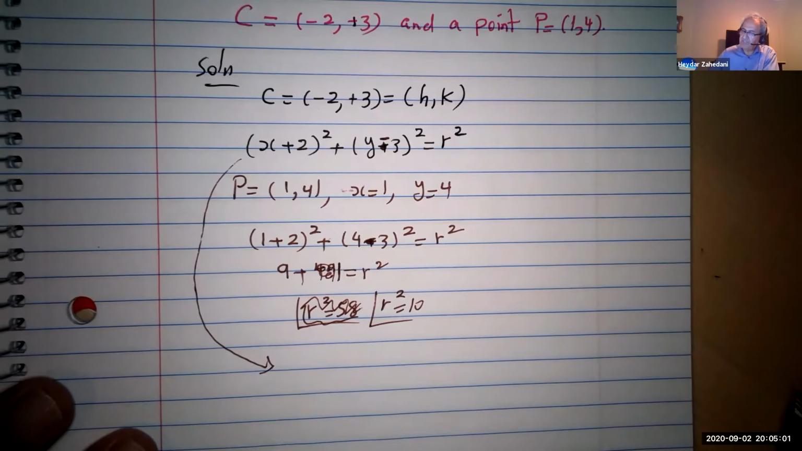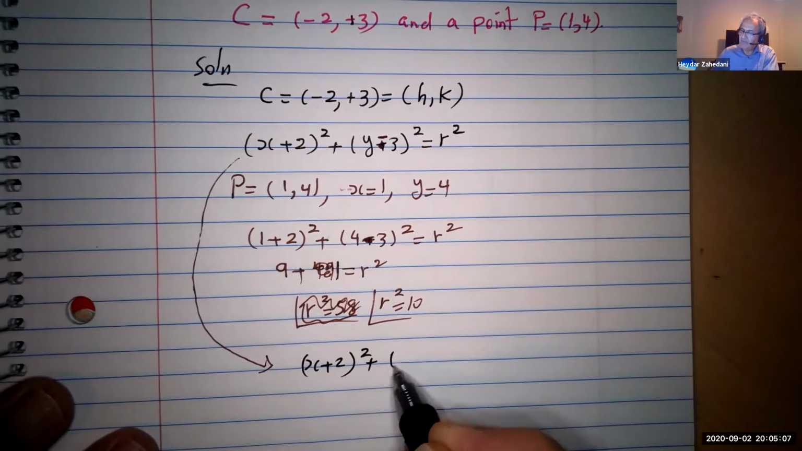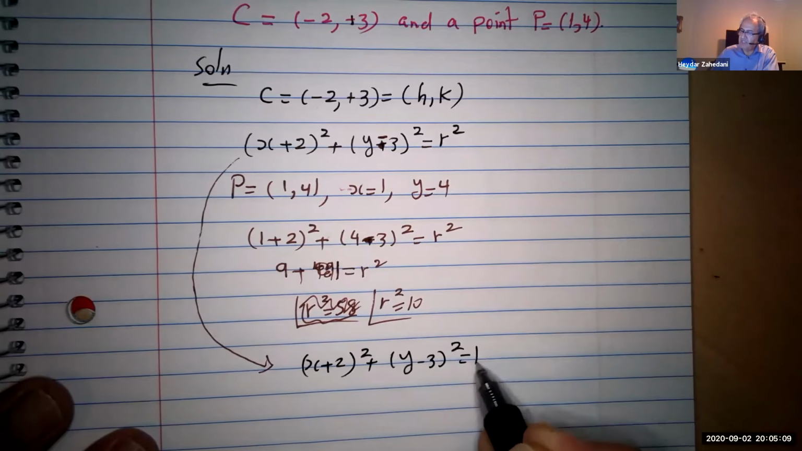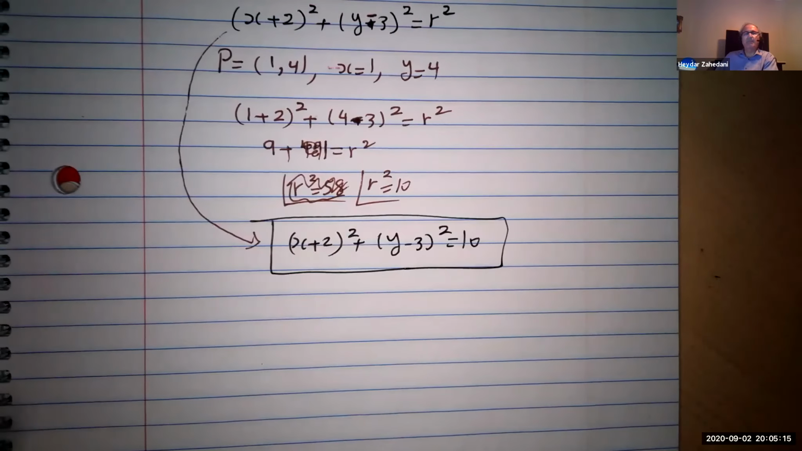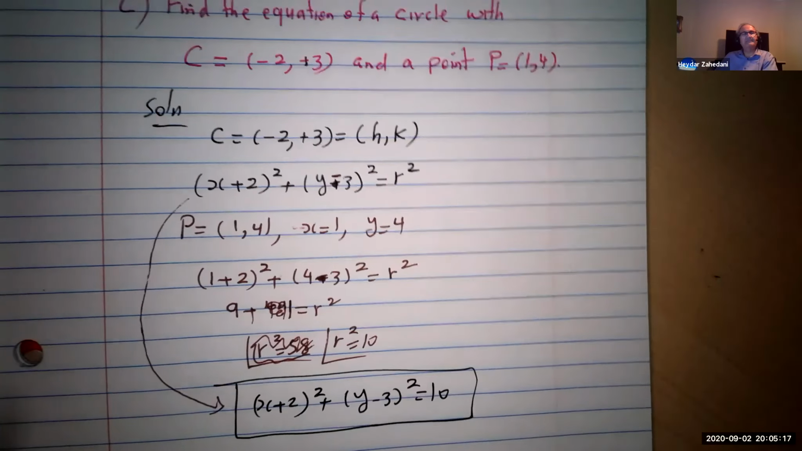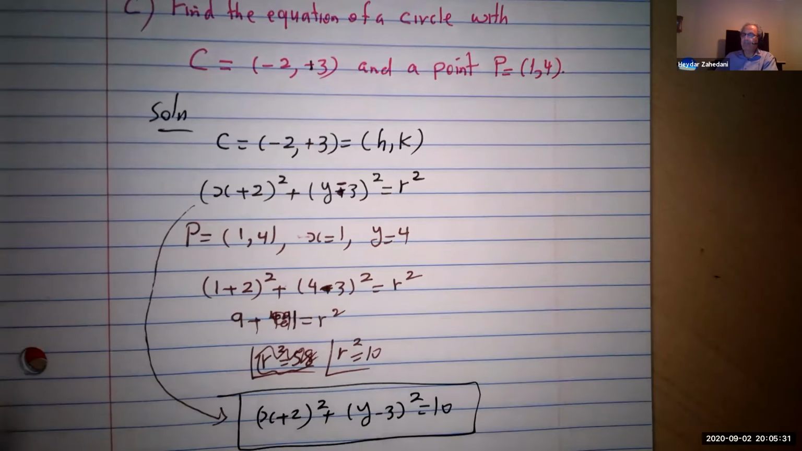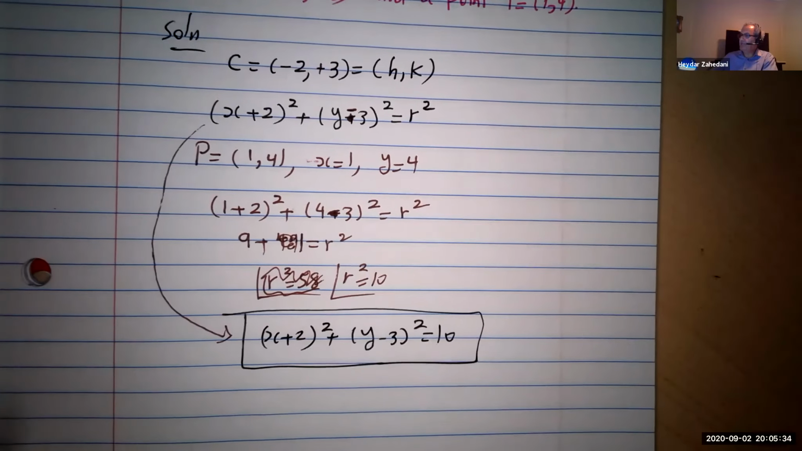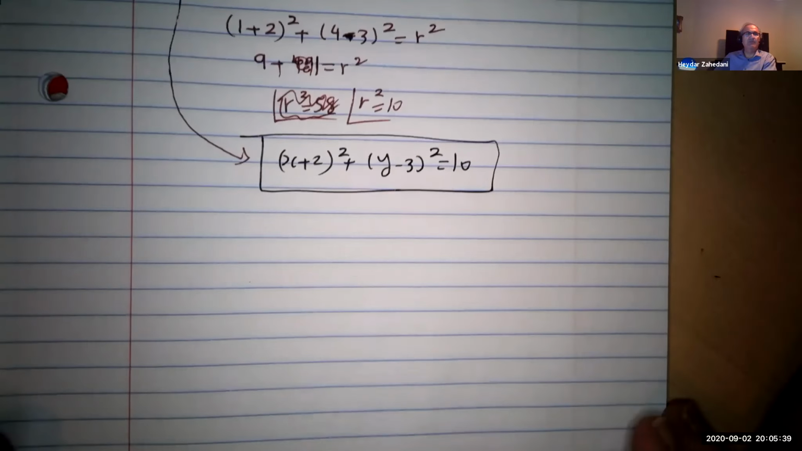So what is the equation of a circle? X plus 2 squared plus y minus 3 squared equal to 10. And then you're done. Okay, it's not a big deal, but it's a very popular problem. Any question? So that's case 1. Case 1 is a point and a center is given to you. You just drop everything in to get the radius. There is a big one. Okay, these are all the possibilities. Doesn't mean that we give you all of them, but we practice to get all of them.